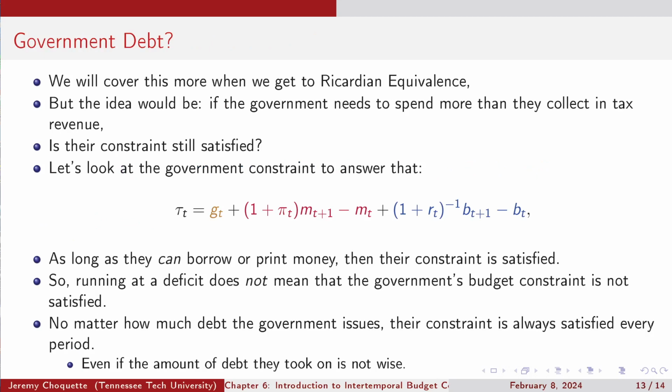So we're going to cover this a little bit more when we get to Ricardian equivalence. This is actually why I'm showing you this before Ricardian equivalence. But the idea here would be if the government needs to spend more than they collect in tax revenue, is the government's budget constraint still being satisfied? Right? If they need to spend more today than what's available today, how screwed are they? Well, actually, they're not that screwed. As long as they can borrow or print money, then the constraint becomes satisfied.